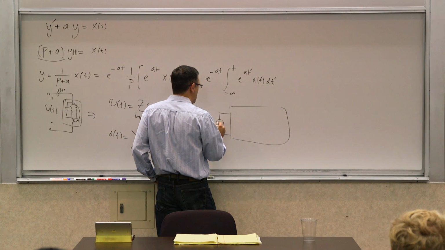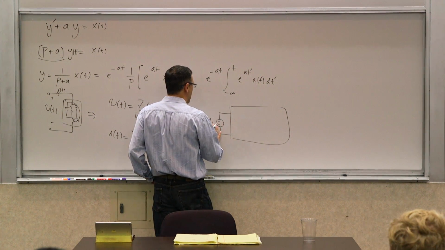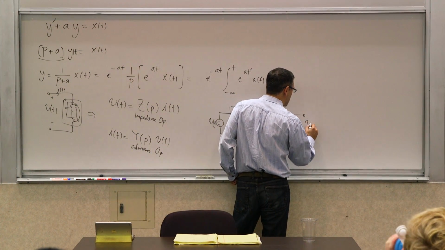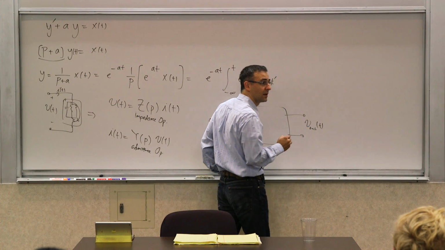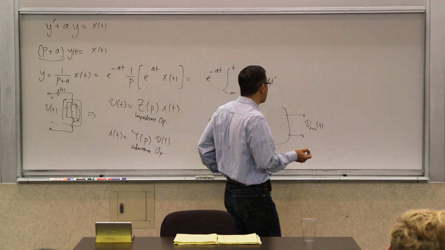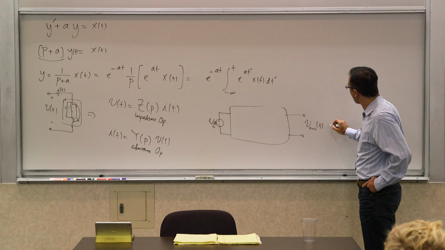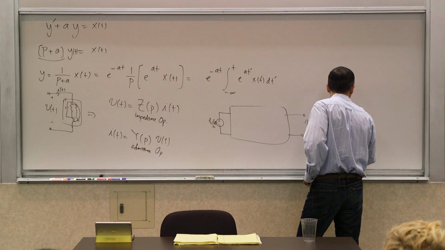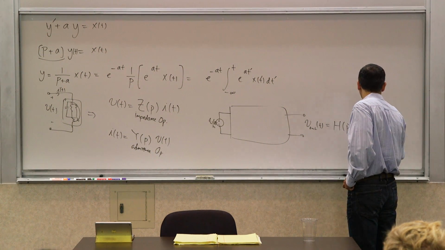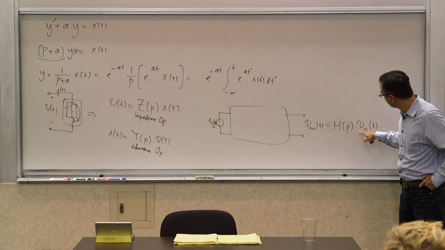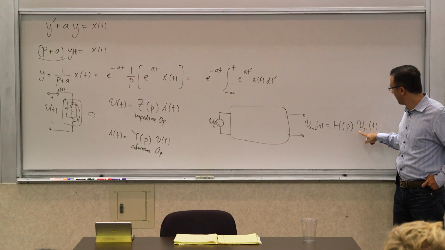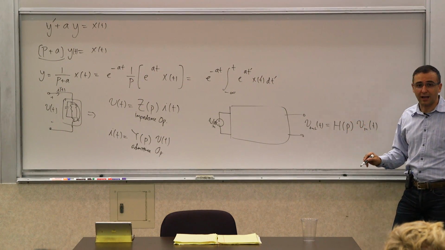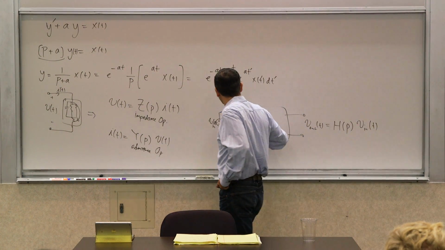Let's say you have an input Vs or Vin of t, and you're interested in looking at some particular voltage V out of t. We can even express these in terms of an operator. In other words, we can show V out in terms of an operator H of p operating on V in of t. So this is an operator operating on a time domain input producing another time domain output. This operator can be calculated in an algebraic way as long as these are lumped elements. So how do we do that?